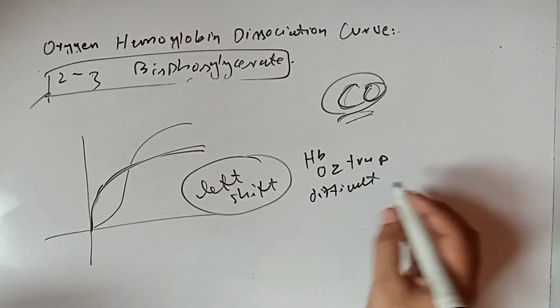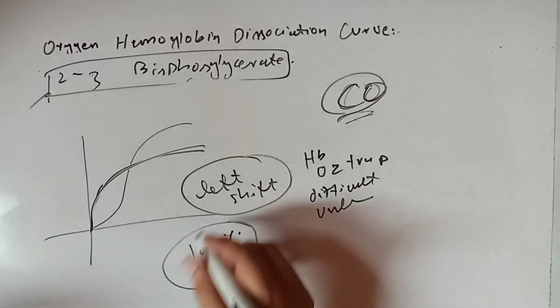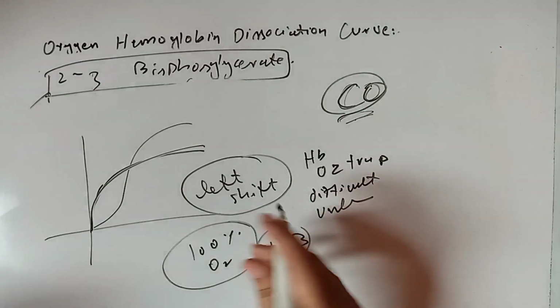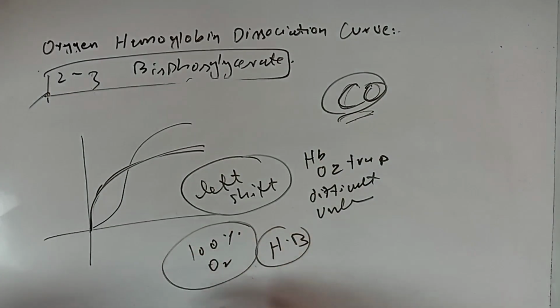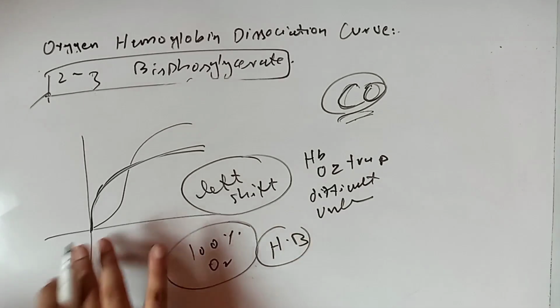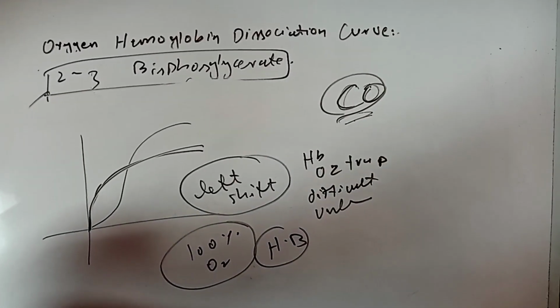However, this condition can be reverted by 100% oxygen therapy. It means that if the patient breathes in 100% oxygen, which is called hyperbaric therapy, it will remove carbon monoxide from hemoglobin and restore its ability to transport oxygen. Okay, so it is the effect of carbon monoxide which decreases the ability of hemoglobin to deliver oxygen to the tissues. So it was about the oxygen hemoglobin dissociation curve and the effect of different allosteric regulators on the oxygen hemoglobin dissociation curve. Thank you.